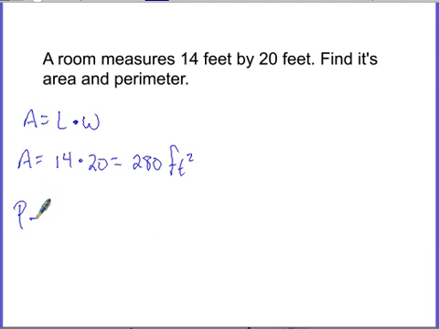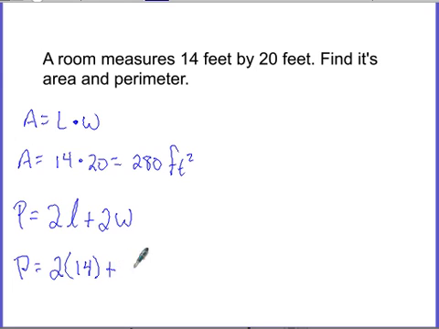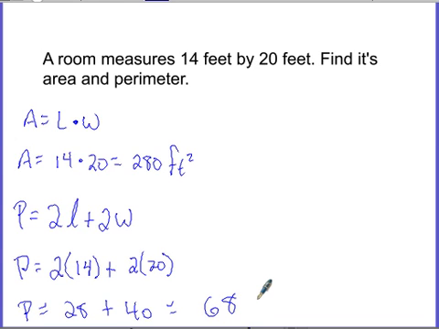Now the formula for the perimeter of a rectangle is 2 times the length plus 2 times the width. So perimeter equals 2 times 14 plus 2 times 20. So that would be perimeter equals 28 plus 40, 68 feet. Okay?